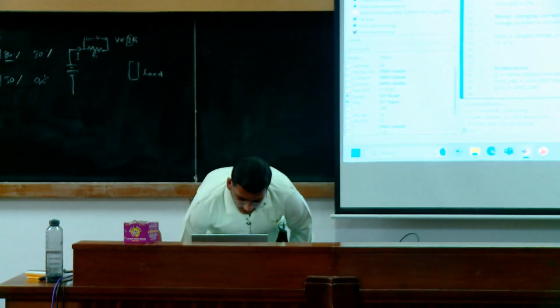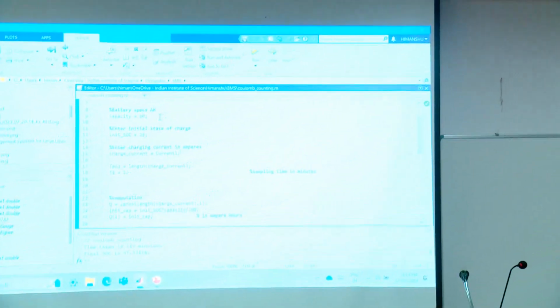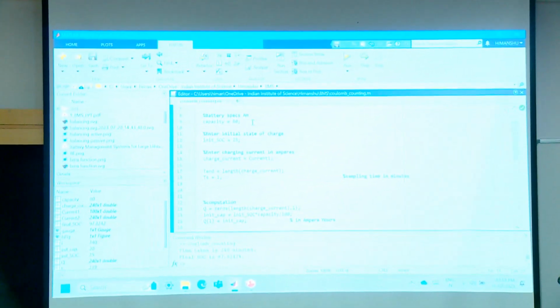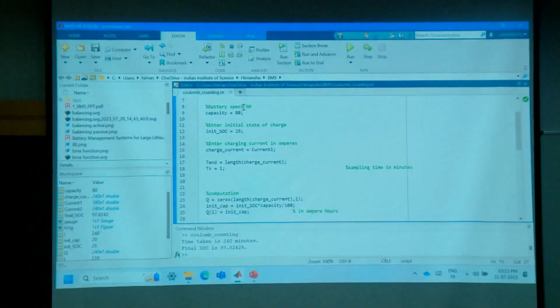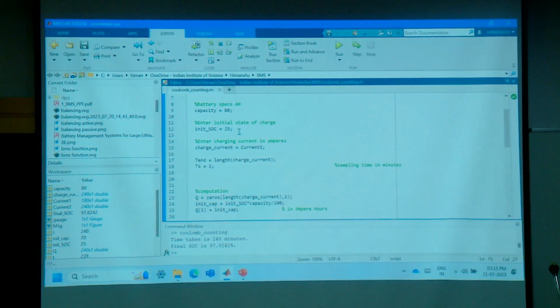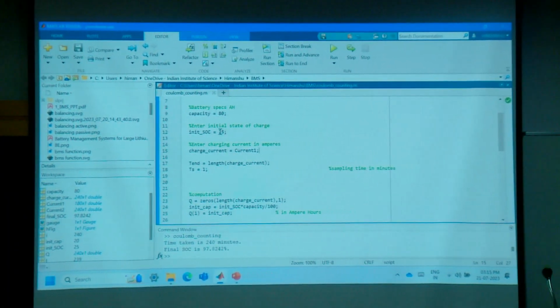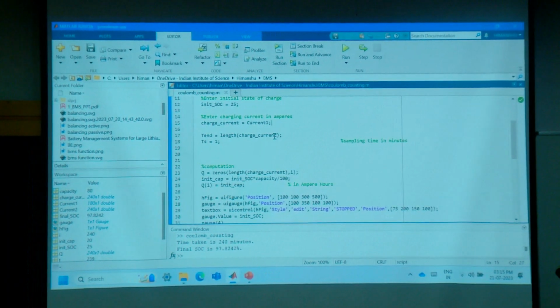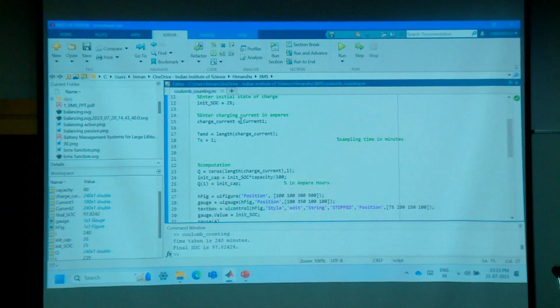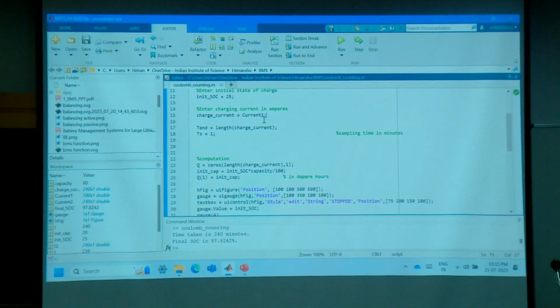Okay, thank you. Quickly go through the algorithm once. So this is a Coulomb counting based algorithm. For that we need to know the nominal capacity of the battery in ampere hours, and as I mentioned, we need to know the initial state of charge, like what charge is already there in the battery. Once the initial state of charge is fixed, I will show the example with two different current profiles.